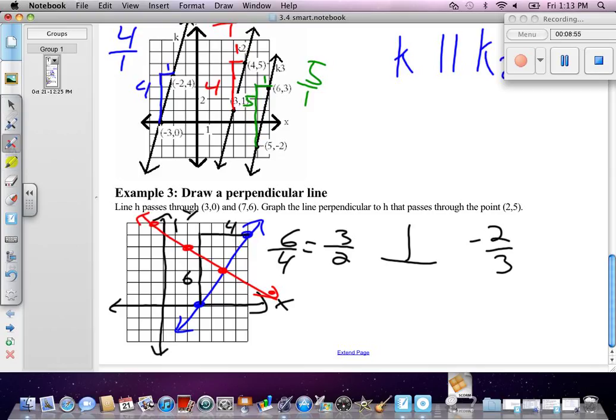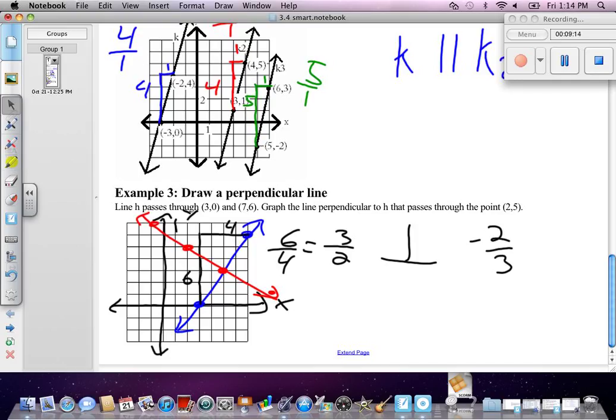So, the red one, I know I go down 2 over 3, because it's like this, and this means positive. If you go to the left-hand side and it looks like you can walk up it, it's positive. If it looks like you have to walk down it, it's negative. Okay.